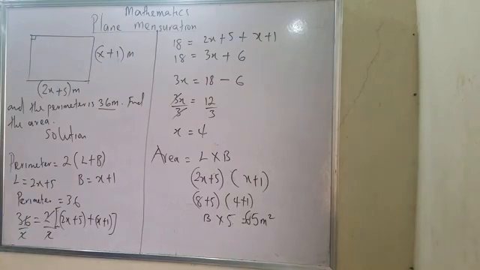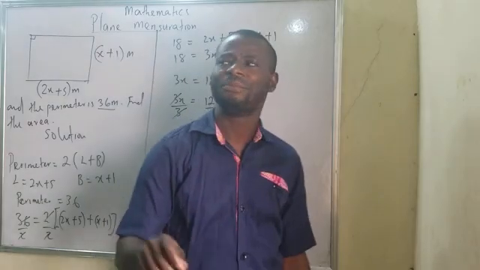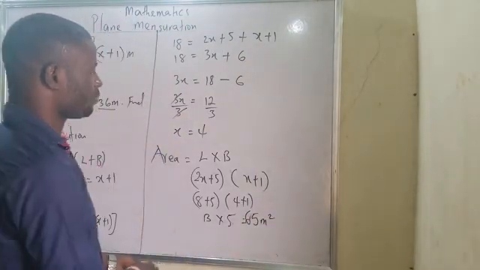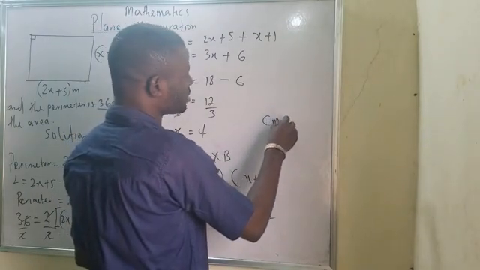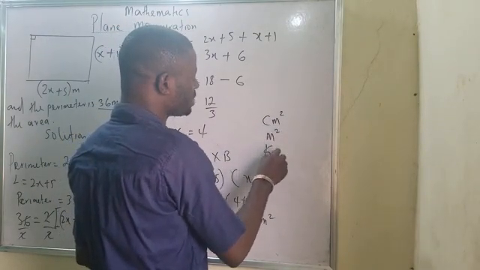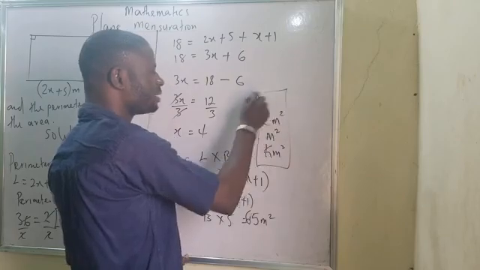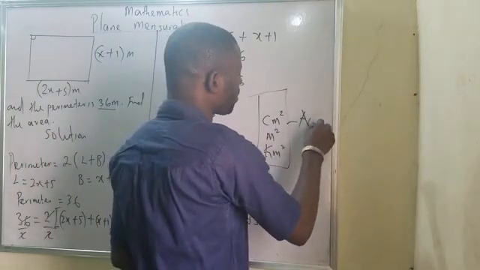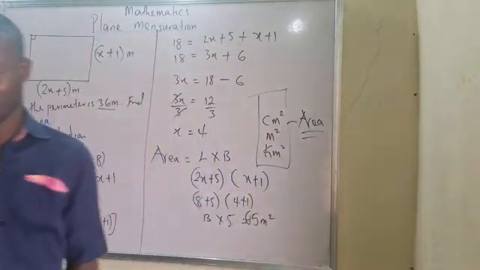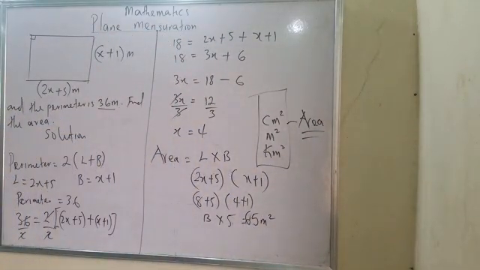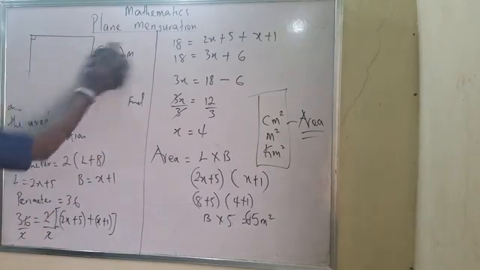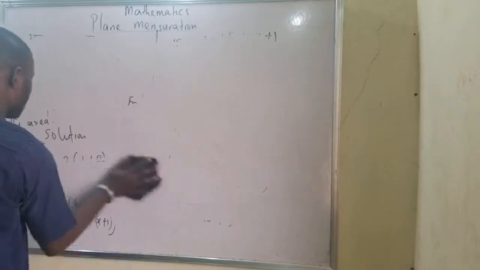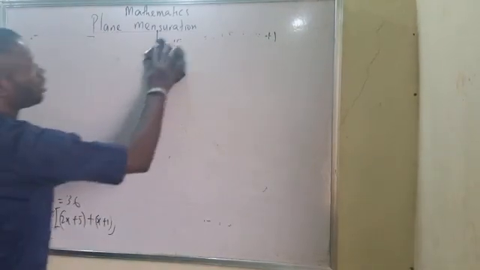Oh, sorry, I'm supposed to tell you that the area of a particular plane shape is always in square, like centimeter squared, meter squared, kilometer squared. Please take note of that. When you have something like this in form of area, it means we are talking about area. Please take note of that. It's very important. Now, let me also give another example that will help us get this part very clear.